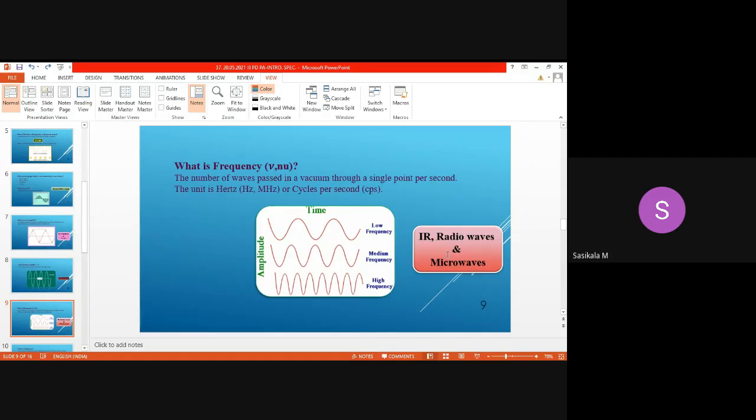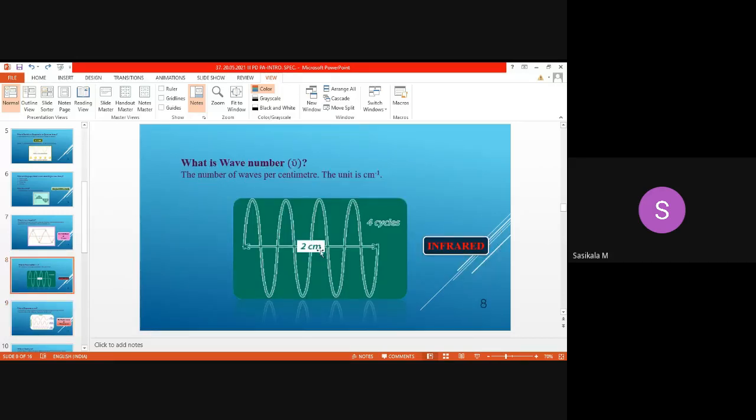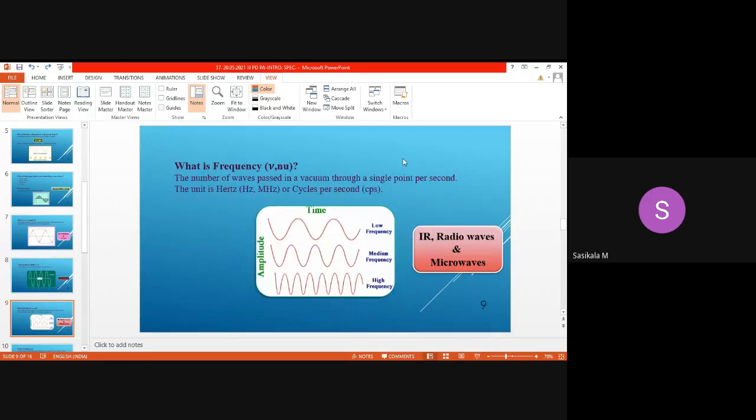Then radio waves and microwaves. Radio waves are used in NMR, nuclear magnetic resonance spectroscopy, where it is measured with megahertz, and microwaves are also measured with megahertz or megacycles per second. So this is about frequency. Frequency is directly proportional to energy, since the number of cycles per second increases. Frequency is a time measurement, so the unit is cycles per second, whereas wave number is based on distance, so the unit is centimeter inverse.